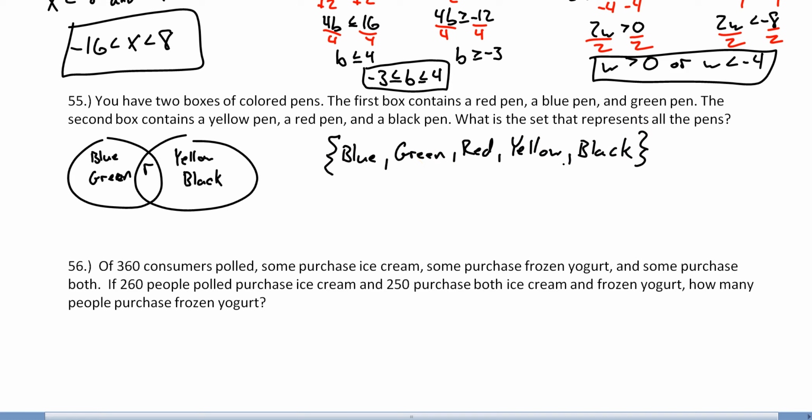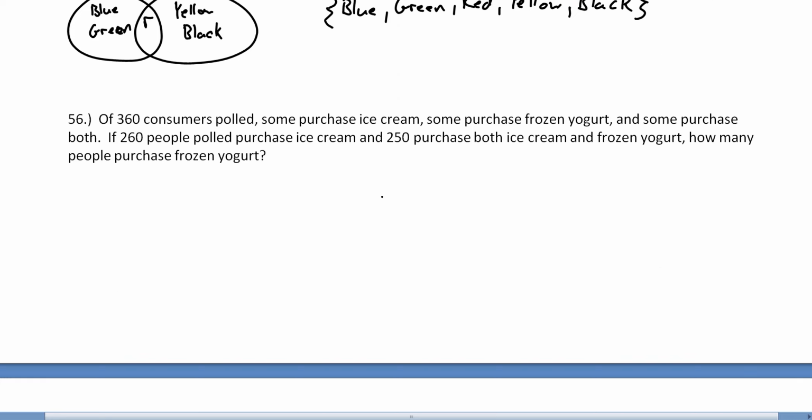Okay? If it asks for the intersection, which is only what they have in common, then it would be just the red pen. Okay? And we could express that in terms of union symbols and that kind of stuff as well.